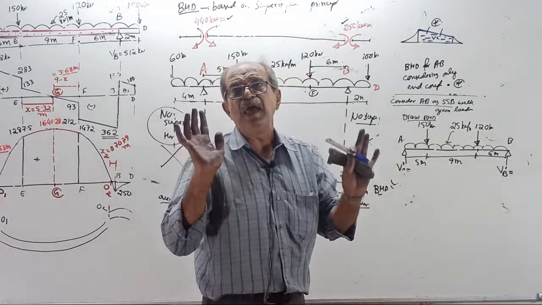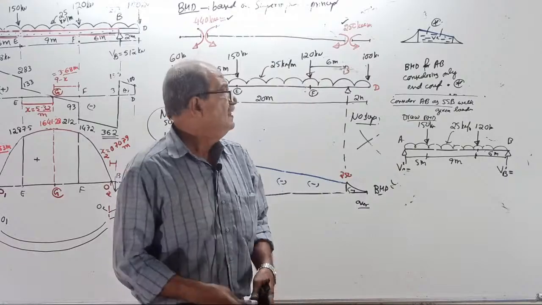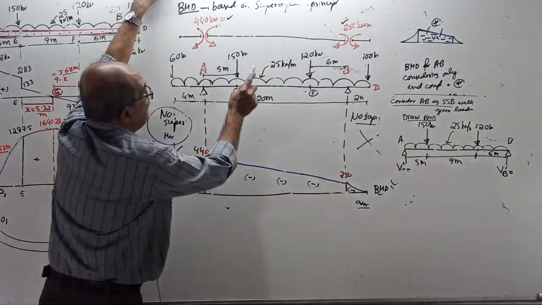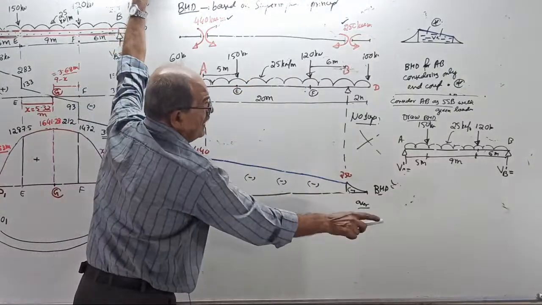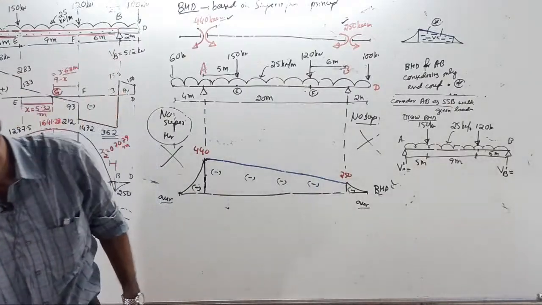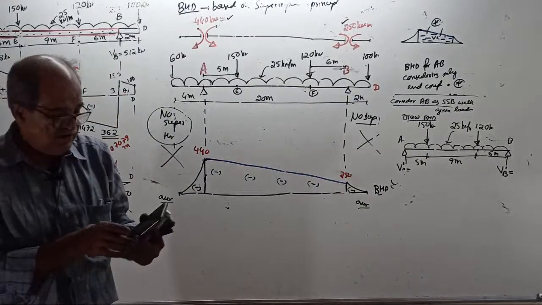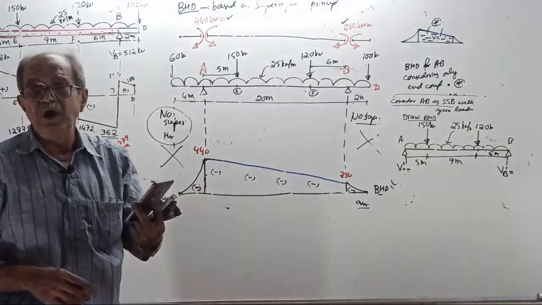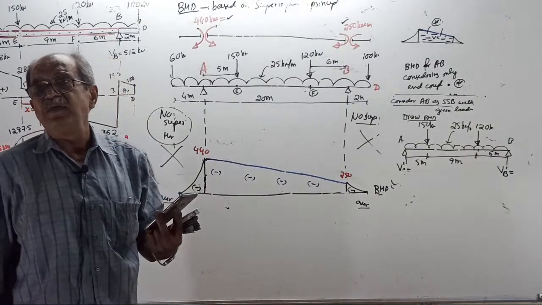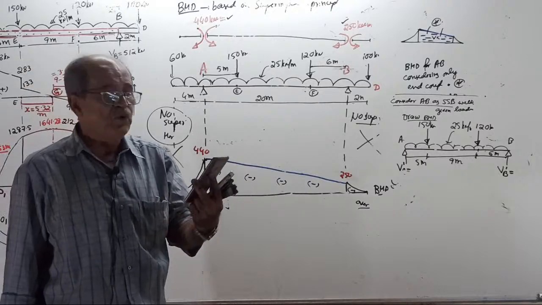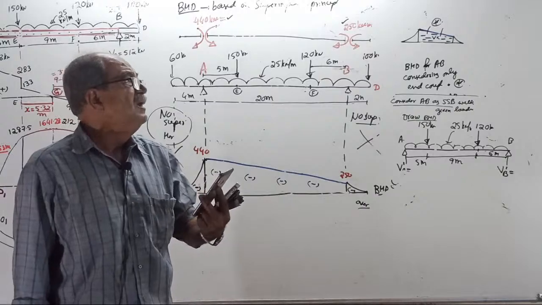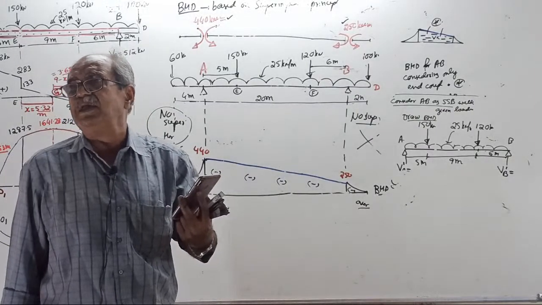That is for a simple examination question. Remember it. They will superimpose. If central point load is there, WL by 4. If eccentric load is there, WAB by L. If UDL is there, WL square by 8. Remember or not? At least tell me. The student will tell, the lecturer will tell, if central load, WL by 4, if eccentric load, WAB by L, if UDL is there, WL square by 8.